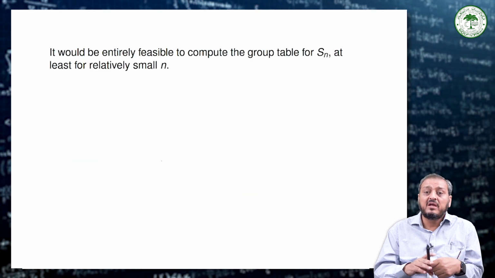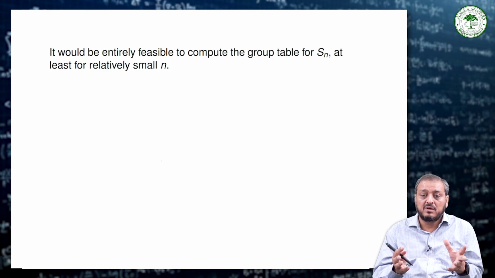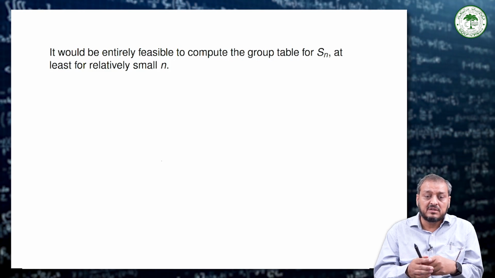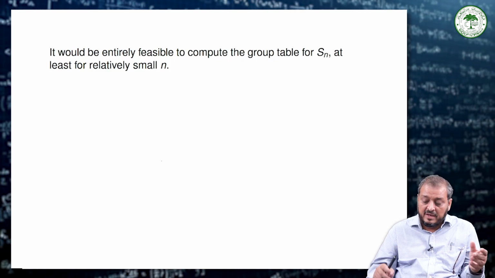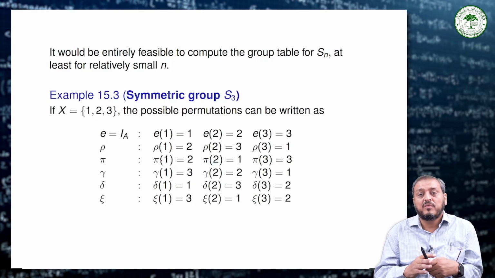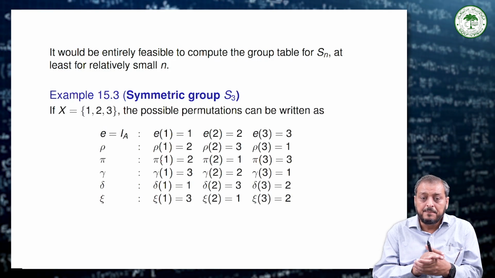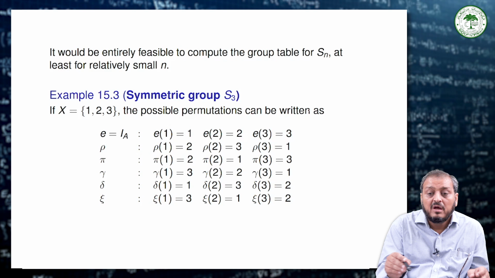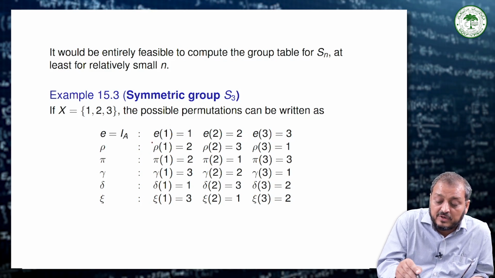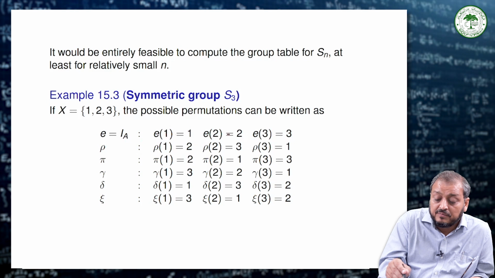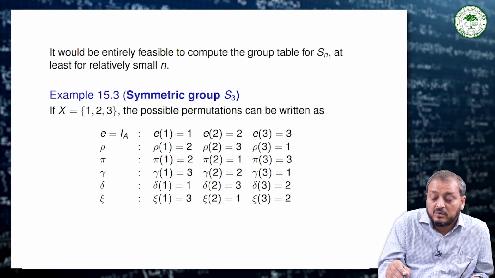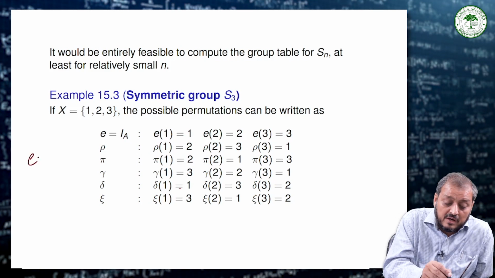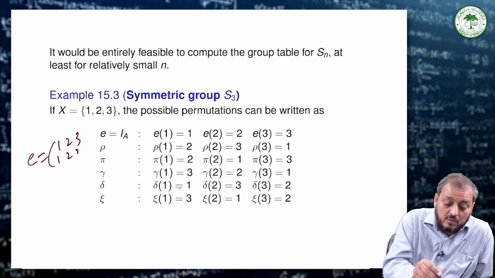Now it would be entirely feasible to compute the group table for Sn, at least for relatively small n. So we start with the symmetric group of order 6, S3. Let X be a set with 3 elements. The possible permutations can be written in this form. The identity permutation is 1 goes to 1, 2 goes to 2, 3 goes to 3. Identity permutation is 1, 2, 3 over 1, 2, 3.